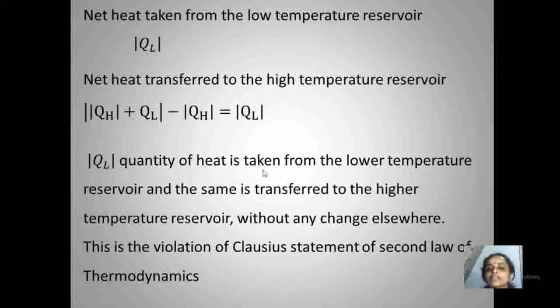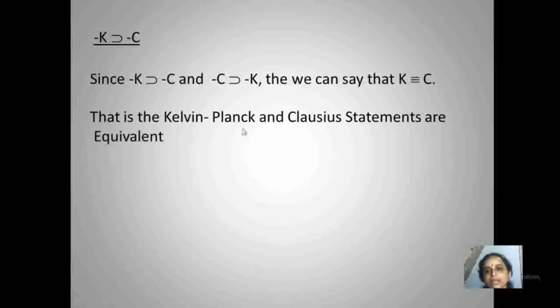Here QL quantity of heat is taken from the lower temperature reservoir and the same is transferred to the higher temperature reservoir without any change elsewhere. This is the violation of the Clausius statement of the second law of thermodynamics. That means not-K implies not-C. So we have proved not-K implies not-C and not-C implies not-K. That means we can say K is equivalent to C. That is, the Kelvin-Planck and Clausius statements are equivalent.